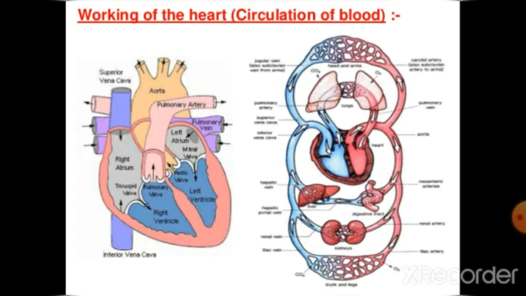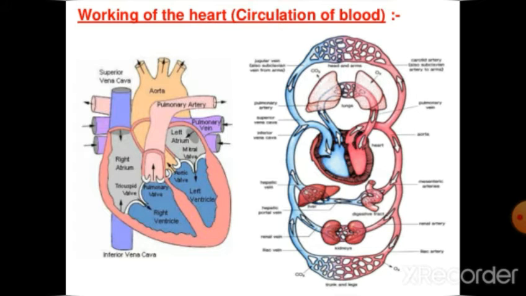What is the function of the lungs? Lungs oxygenate the blood. They take up the carbon dioxide and release the oxygen into this blood. Now this blood becomes oxygenated and it is received back by the heart in the left atrium. The pulmonary vein brings the blood back to the left atrium. The left atrium pushes the blood into the left ventricle through the bicuspid valve.